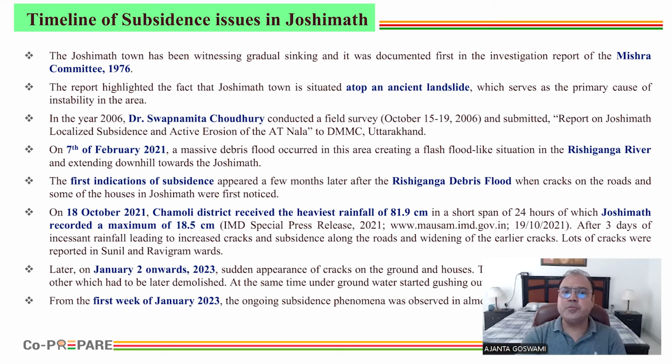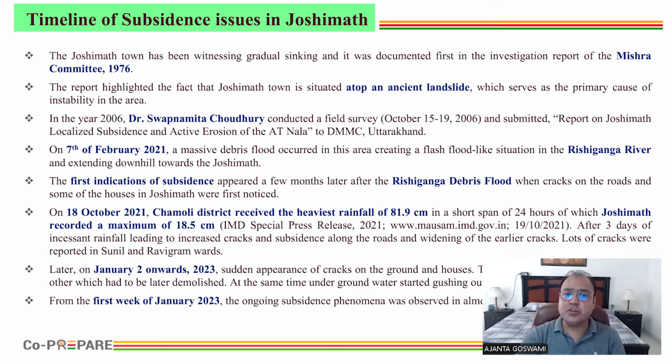On 7th February 2021, there was a massive debris flood in this area, creating a flash flood-like situation in the Rishiganga River, which extended downhill towards Joshimath town. I think you have all heard about the Chamoli disaster or the Raini village disaster. There was a rock-ice avalanche which damaged two hydropower projects and killed more than 200 people. That flash flood also massively damaged, or in some way triggered, this whole incident.